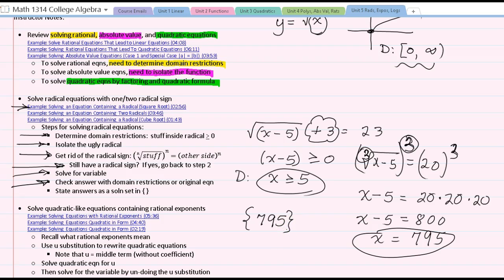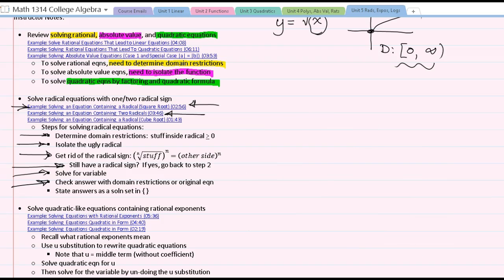Again, I do recommend that you take a look at these videos. One of them is going to be as simple as the one we just covered here, but another one will have 2 radicals in there. The big thing that I do want to remind you of is this situation. If you have x minus the square root of x plus 2 is equal to 3, when we're isolating our radical here, we're going to subtract x from both sides. So I have negative square root of x plus 2 is equal to 3 minus x.